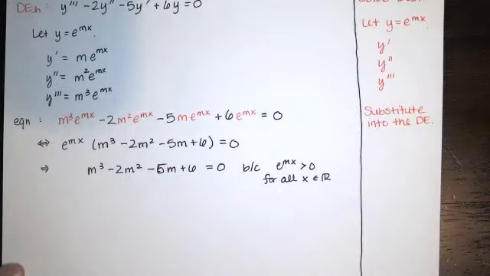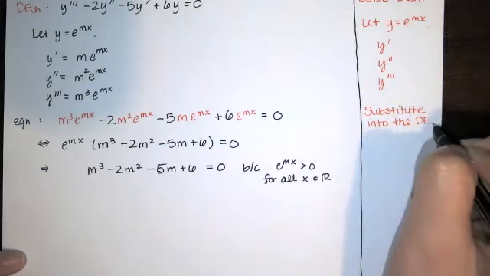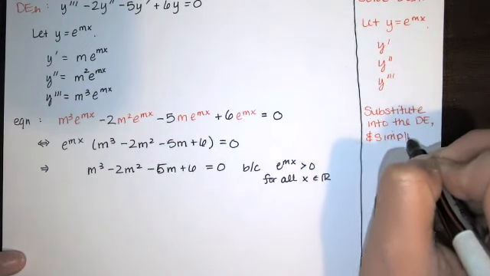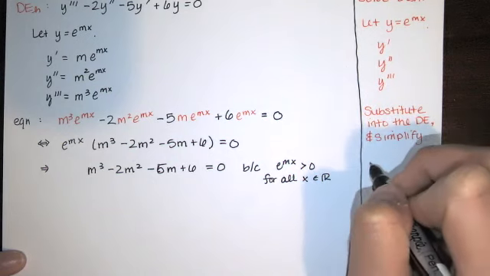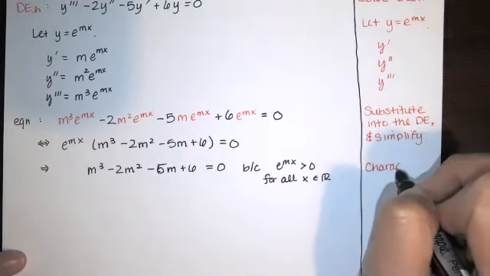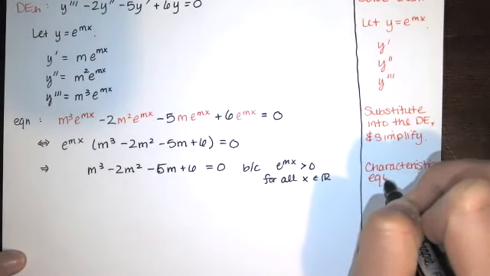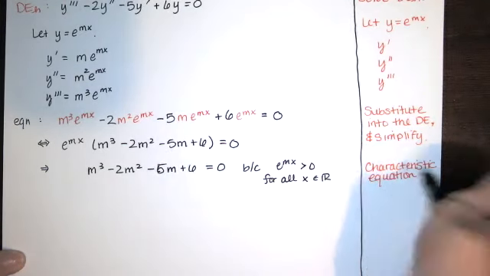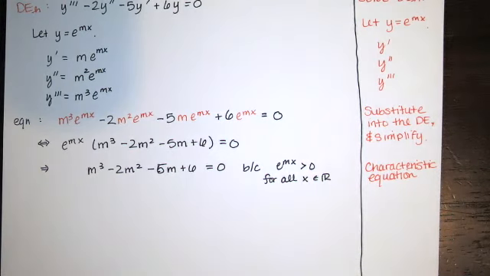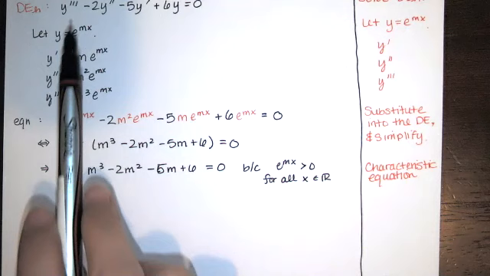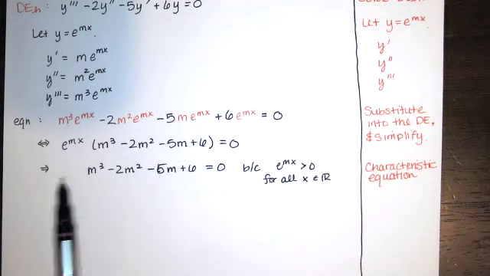Okay, so this is our characteristic equation. We substituted into the differential equation and simplified, and then we have a characteristic equation. It was a third order differential equation, which means the characteristic equation is a third degree polynomial. So y equals e to the mx will be a solution to this equation as long as m satisfies this equation.